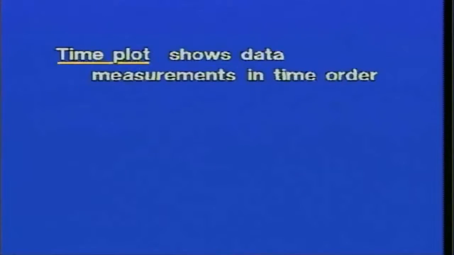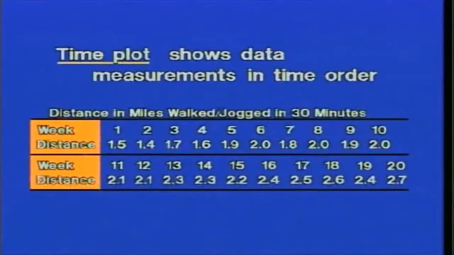Another kind of graph we want to look at is called a time plot. Time plots show data measurements in time order. And they allow us to make certain interpretations that are more difficult if we're just looking at a chart. For example, here's a chart of a particular problem, and these are distances in miles that we might be walking or jogging in 30 minutes.